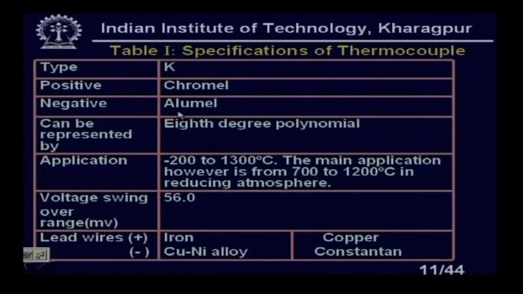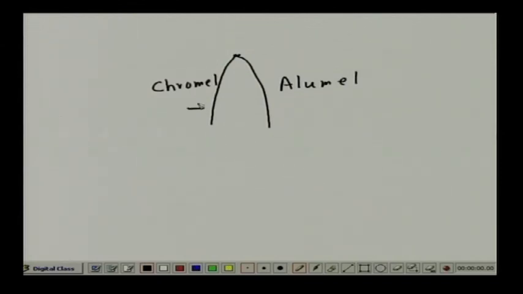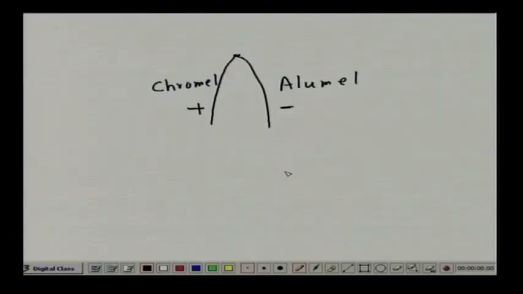What does it mean? If I take a blank page, it will be easier. This is our thermocouple. Suppose this is chromel and this is alumel. So this will give you the positive side of the voltage. Thermocouple output is a pure DC voltage, so there will be some polarity. This is positive, this is negative. This is very important when you see the lead wire connections and all those things.